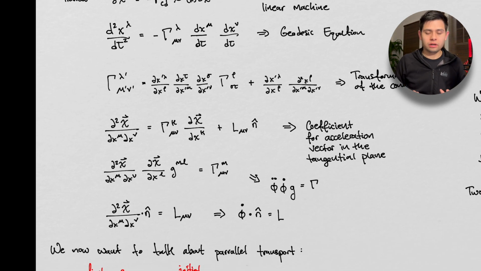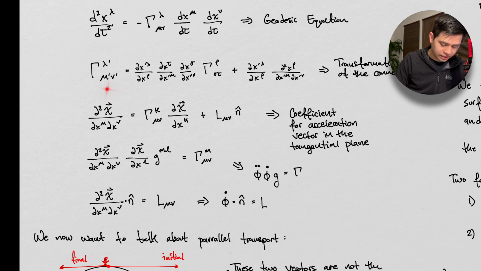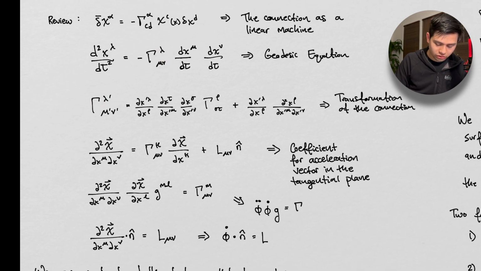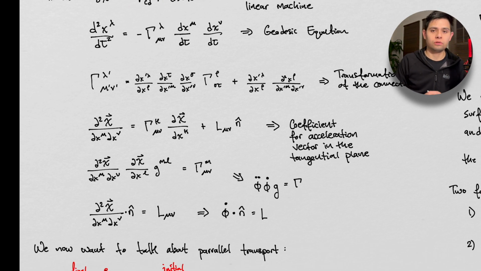We then went on to show that these connections that show up in the geodesic equation, which we regarded as linear machines, did not actually transform as tensors. In doing this, we briefly started talking about the covariant derivative, but that's something we're going to get more into later. We really wanted to show that the connection did not transform as tensors would have, and so this connection is not a tensor.